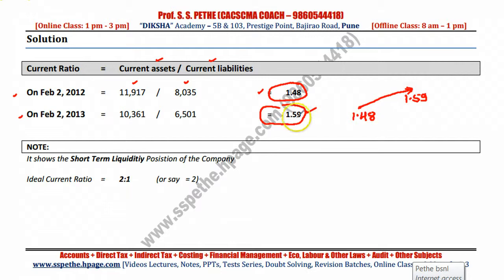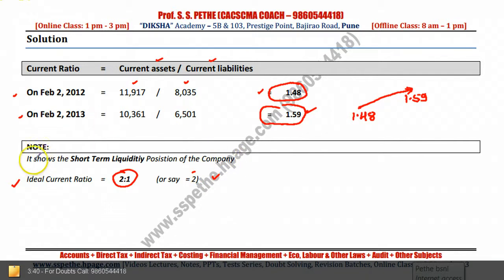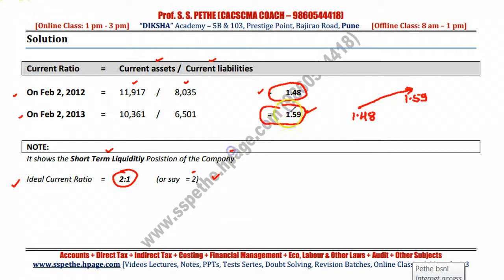But whether it is good enough, 1.59, as per the banking norm, the ideal current ratio is 2:1. It means, for every 1 rupee of current liability, the company should have 2 rupees of current asset. This is the ideal position of current ratio. This current ratio shows the short-term liquidity position of the company.